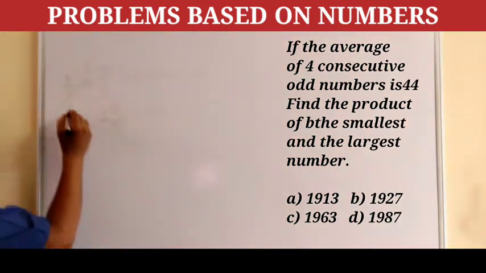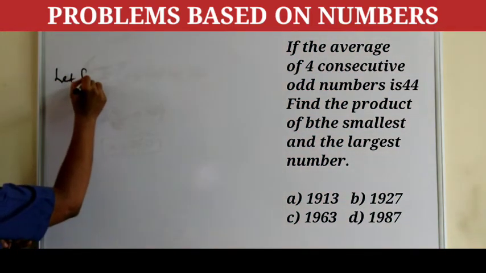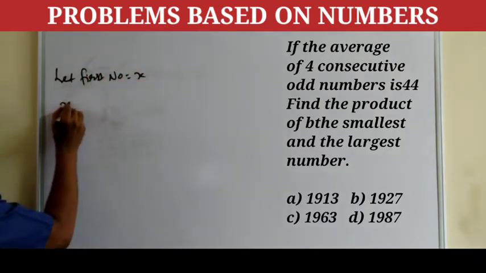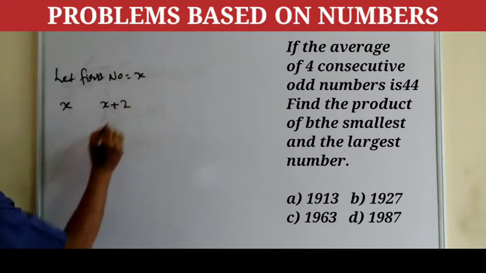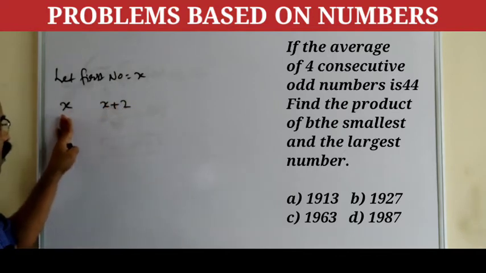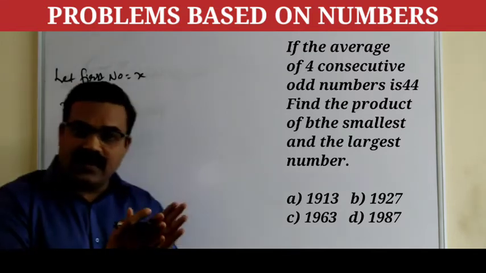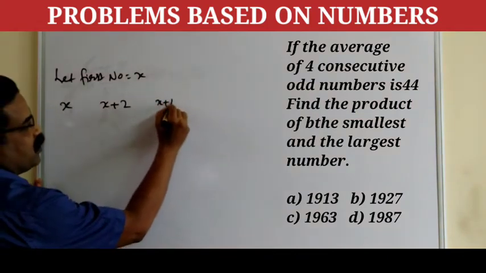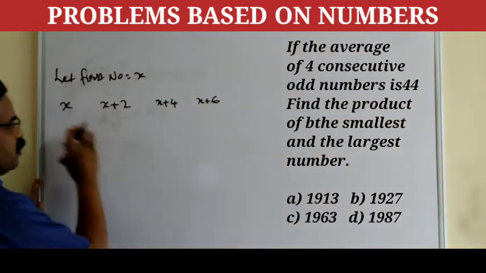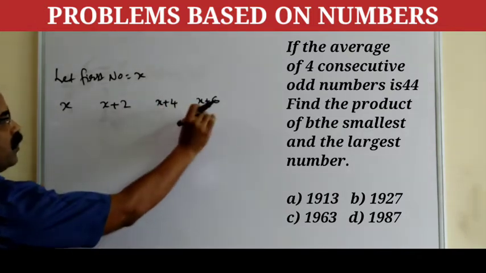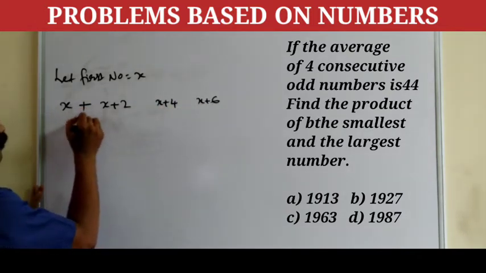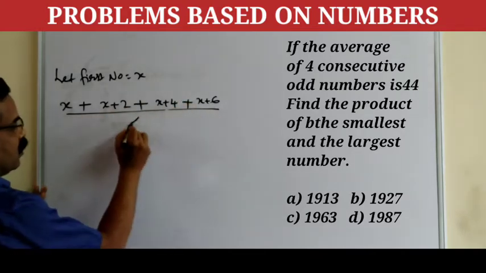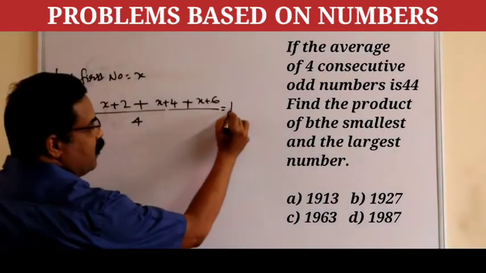So let the first number be x. If the first number is x, the second number will be x plus 2, because between one odd number and another odd number the difference is 2. So first number is x, second is x plus 2, third is x plus 4 and the next number will be x plus 6. Average means when you add all these and divide by 4, as there are 4 numbers, the answer will be 44.